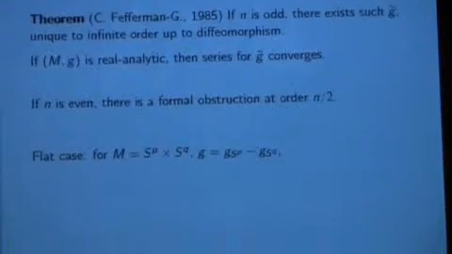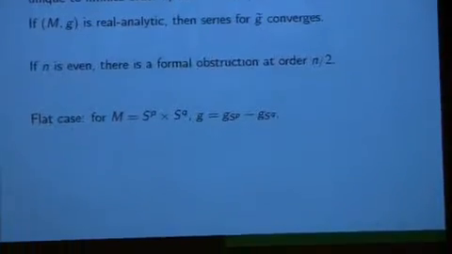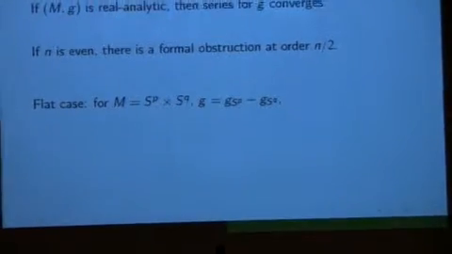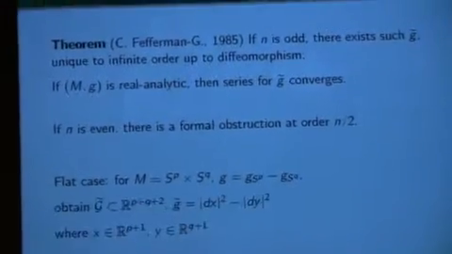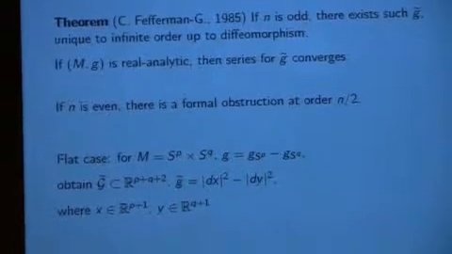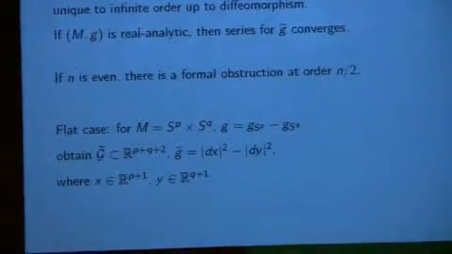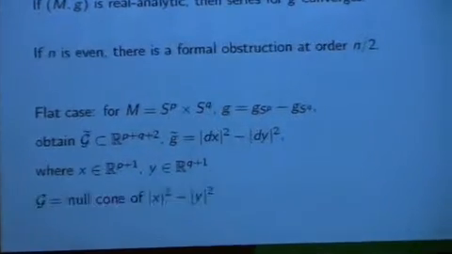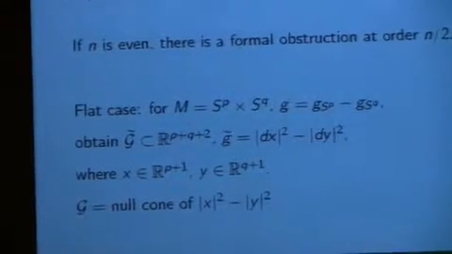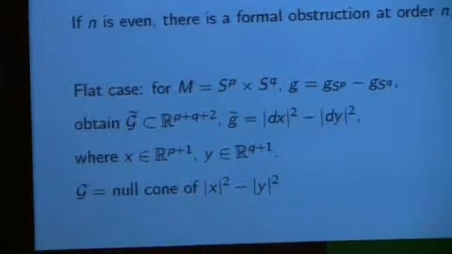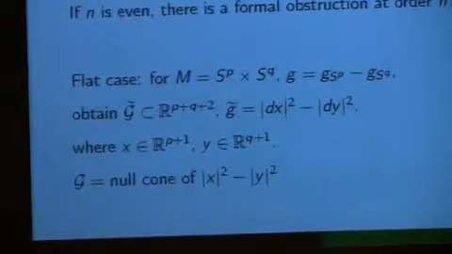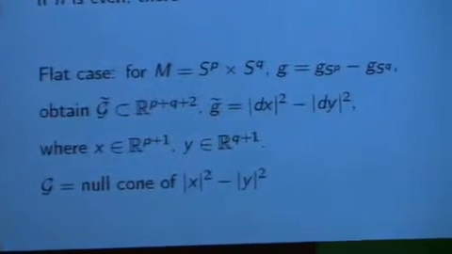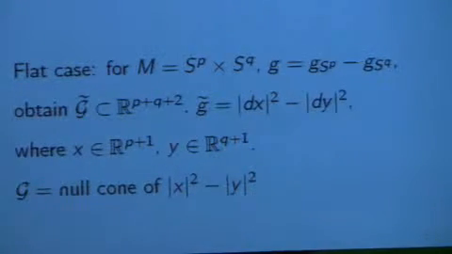And in the flat case, just to keep in mind what you're thinking about, the flat model in signature p, q, I said, was S^p cross S^q. In that case, what it produces is just Euclidean space, R^(p+q+2), with its flat metric of signature p plus 1, q plus 1. And in that case, the metric bundle can be identified with the null cone of the quadratic form in signature p plus 1, q plus 1. And all this fits together with the conformal group description that we've seen already.